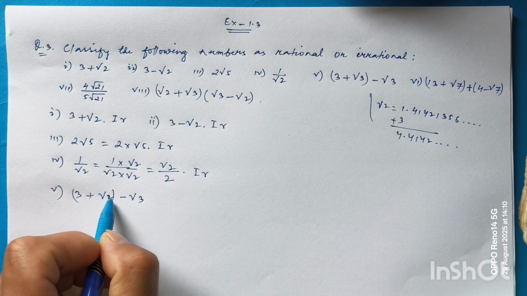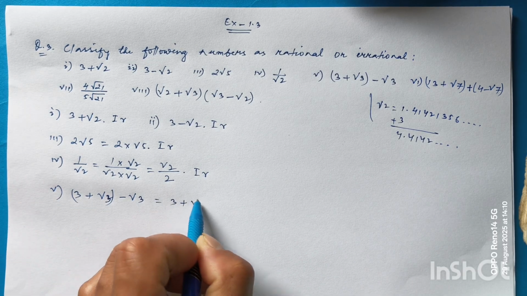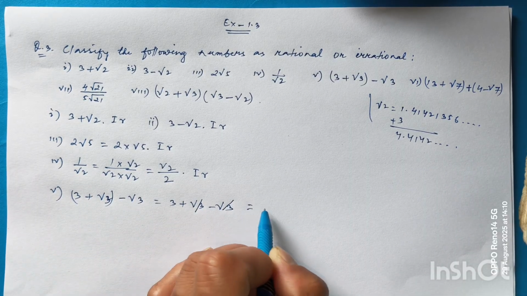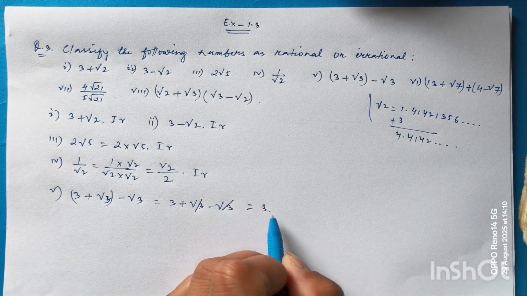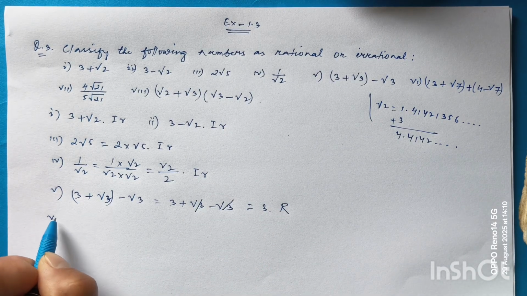So this is root 3. That means 3 plus, let's open the bracket, root 3 minus root 3. Plus and minus cancel, what remains? 3. 3 is what? Which number? Rational, irrational? Rational. You understand?